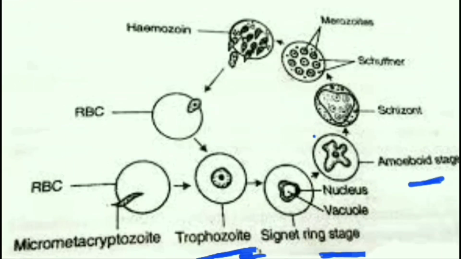The amoeboid trophozoite, after active feeding, becomes rounded, grows in size, and becomes a schizont. Asexual multiplication takes place in the schizont and forms merozoites. The merozoites are arranged at the periphery due to the presence of hemozoin at the center. The arrangement is just like the arrangement of petals of a rose, so this stage is called the rosette stage.